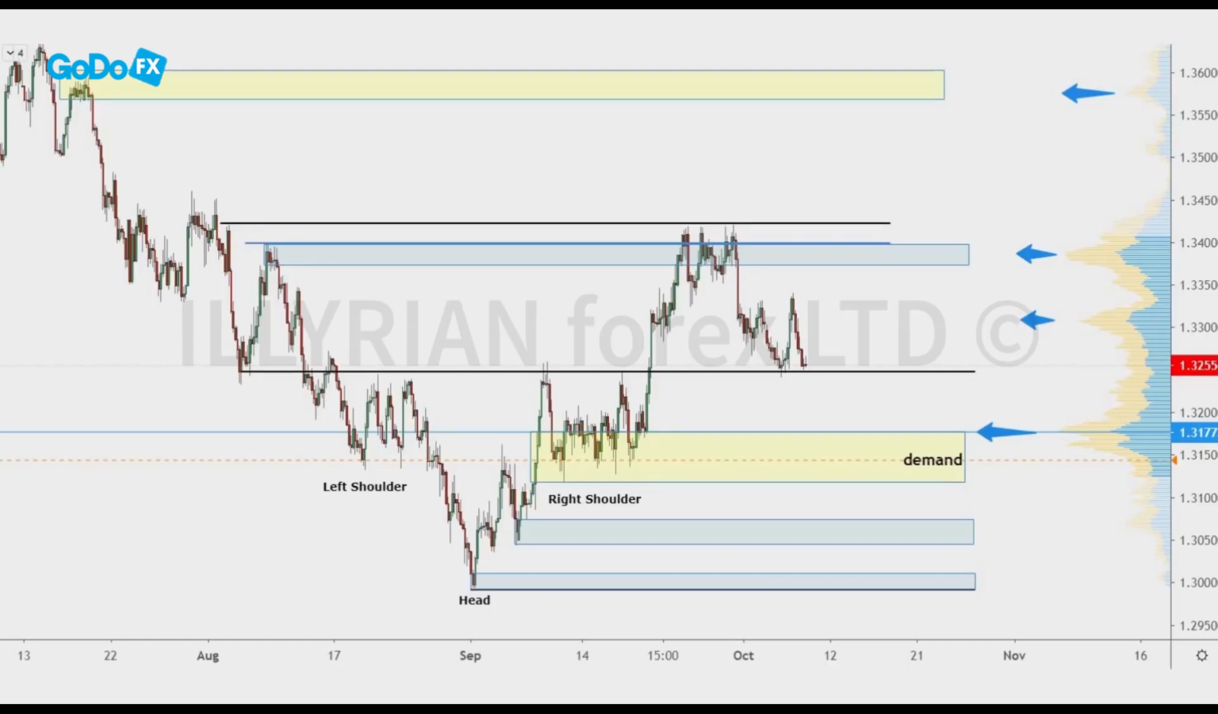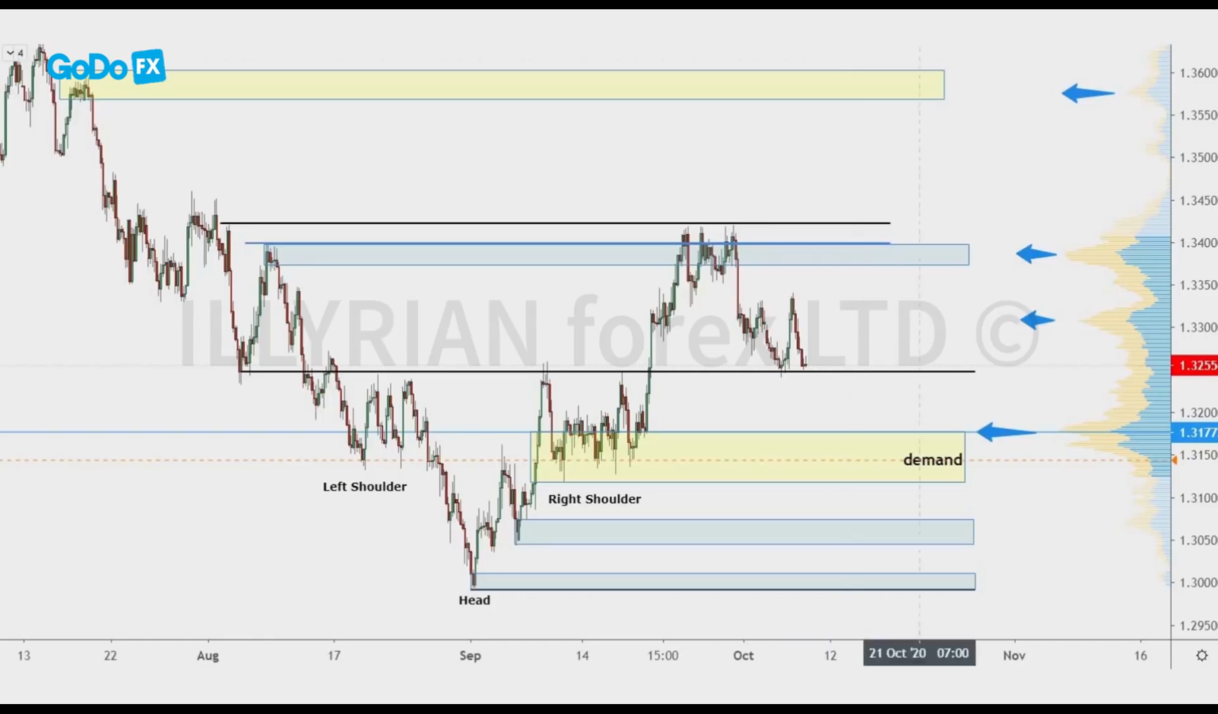Below the neckline we have a strong demand and a lot of volume accumulated in this zone. We didn't prefer to enter at this level but waited. I know that waiting sometimes is hard and frustrating. But in trading it is a must. It's a virtue that will grow with time, experience and a lot of trial and error.